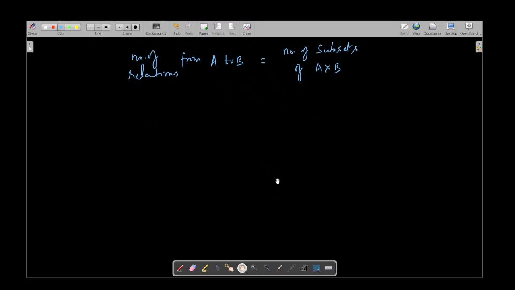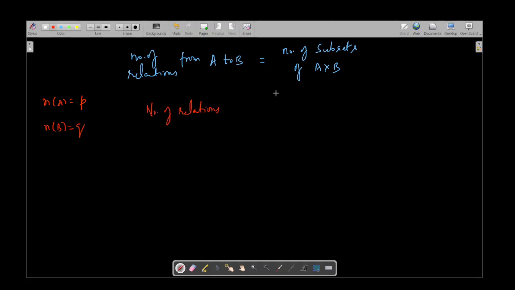So let us answer a few questions here. We know that the number of elements in A is P and the number of elements in B is Q. So the number of relations from A to B is equal to 2 power P into Q. This we already discussed, because 2 power PQ is the number of subsets that can be generated. Similarly, the number of relations from B to A is 2 power Q into P.